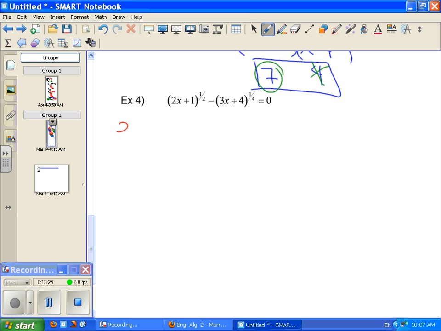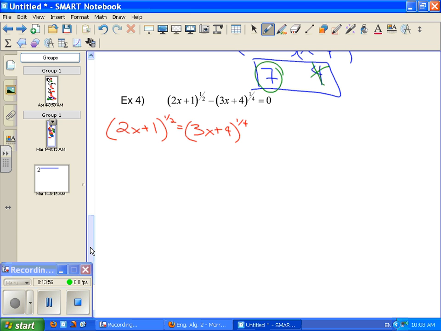Okay, this is one way to do it. So 2x plus 1 to the 1/2. And if I add this to both sides, I'll have a 3x plus 4 to the 1/4 on both sides now. Okay. Now what? What's making this hard? 2 exponents. So make them both 4? Both of the denominators? Yeah. There's an even better way, but you're on the right track.